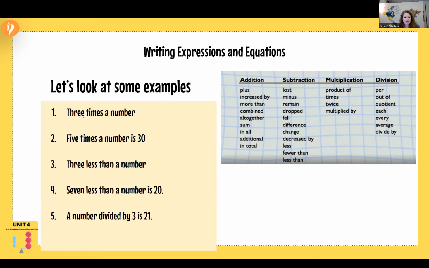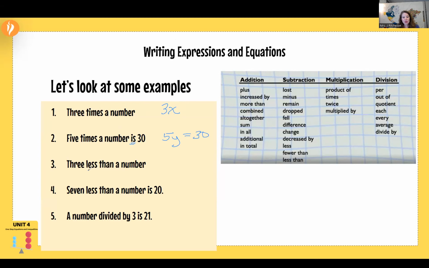All right, so the first one is actually an expression, 3 times a number. Just a reminder, we would write that like this. Of course, your variable could be any letter in the alphabet. Number 2 is an equation because I see the word "is." 5 times a number, so 5 times a number is 30. So that's what our equation would look like.